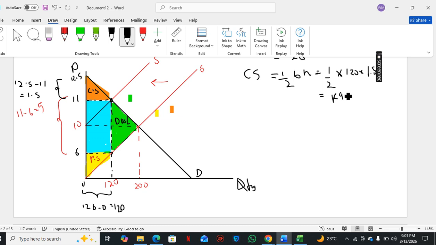This is the consumer surplus. It has reduced because of this tax that has been implemented here. Because remember before the tax, colleagues, the consumer was paying 10 kwacha and the supplier was receiving 10 kwacha. Now a tax has come in. The consumer is paying 11 kwacha and the supplier is receiving 6 kwacha.